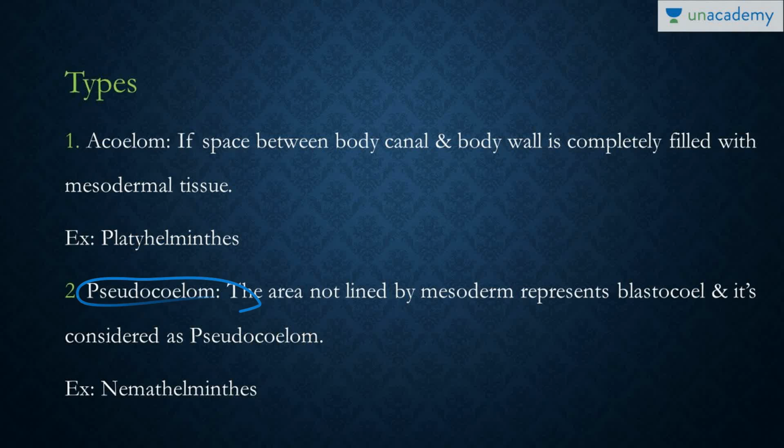Then we have pseudocoelomates. In this case, we have a body cavity, but it's not lined by the mesoderm. What happens is that the blastocoel, or the embryonic cavity, does not dissolve, it does not go away, and it persists. So it acts as a pseudocoelom. We have only one phylum as the example, Nemathelminths.